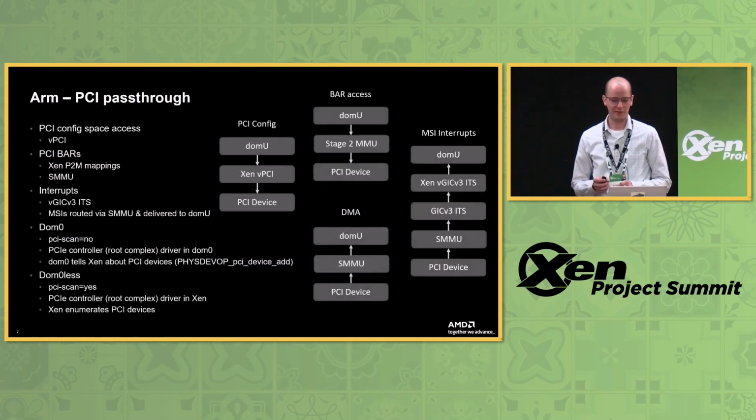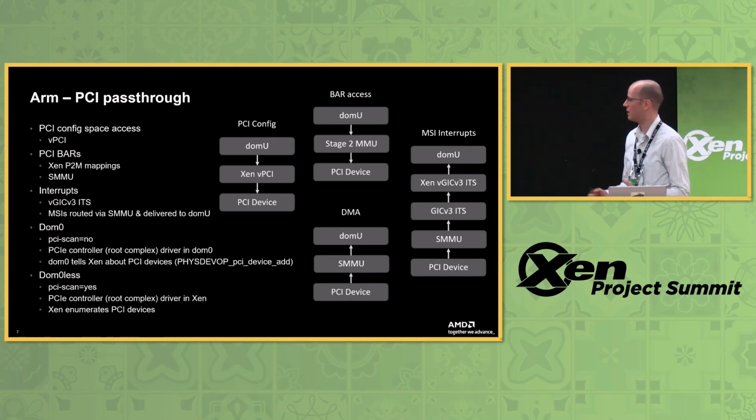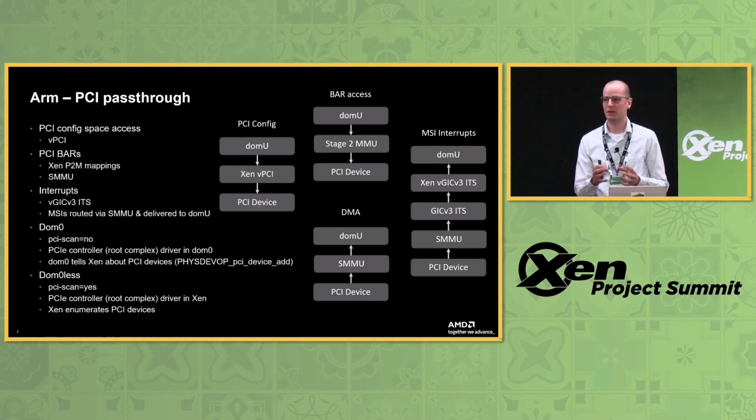So when we bring Xen into the picture and want to enable PCI pass-through on ARM, we're going to be using VPCI. This is the Xen component that mediates config space accesses.